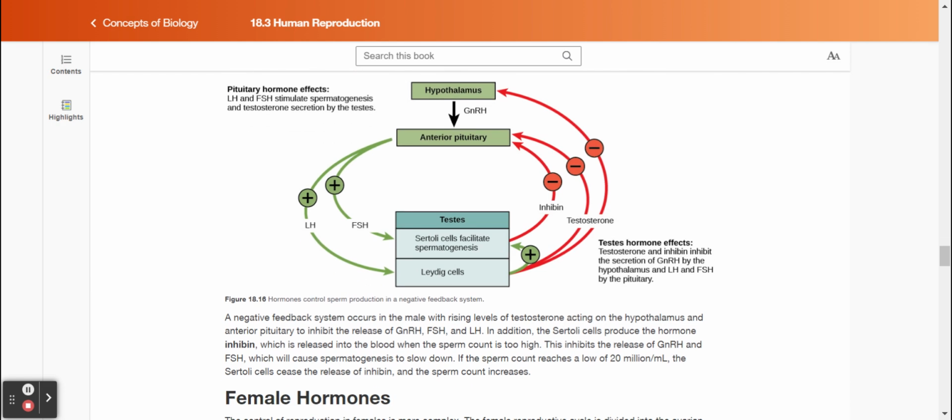A negative feedback system occurs in the male with rising levels of testosterone acting on the hypothalamus and anterior pituitary to inhibit the release of GnRH, FSH, and LH. In addition, the Sertoli cells produce the hormone inhibin, which is released into the blood when the sperm count is too high. This inhibits the release of GnRH and FSH, which will cause spermatogenesis to slow down. If the sperm count reaches a low of 20 million per milliliter, the Sertoli cells cease the release of inhibin and the sperm count increases.